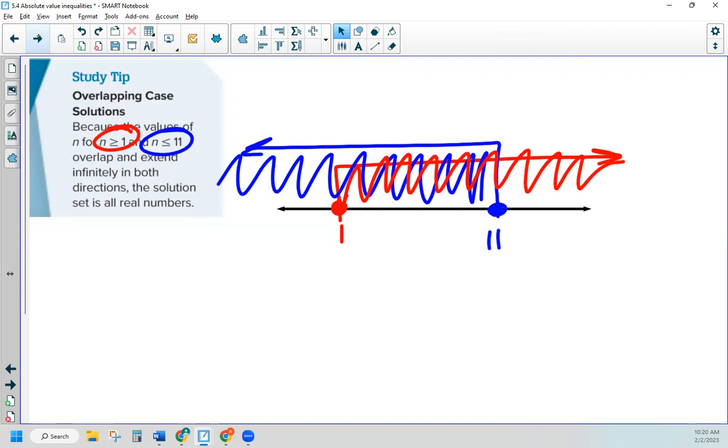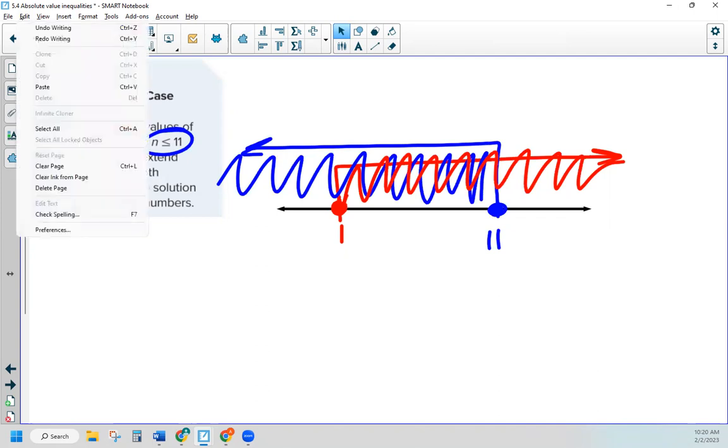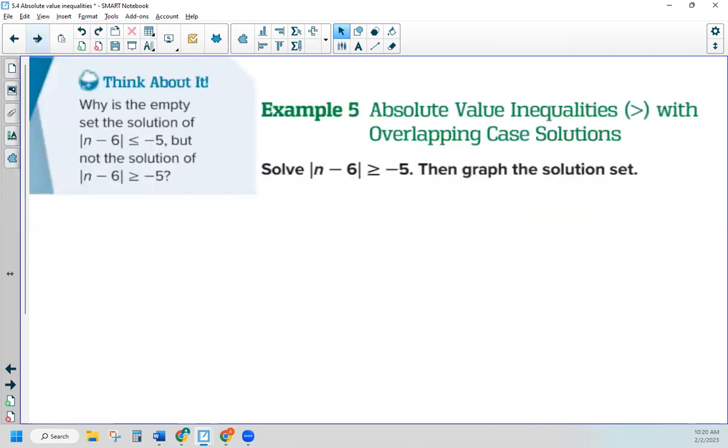Can you think of a number that is not part of this? They overlap right here, making every single number in the world a solution. There are no open circles, and these two arrows are pointing opposite ways. That means every single digit on the number line is a solution.